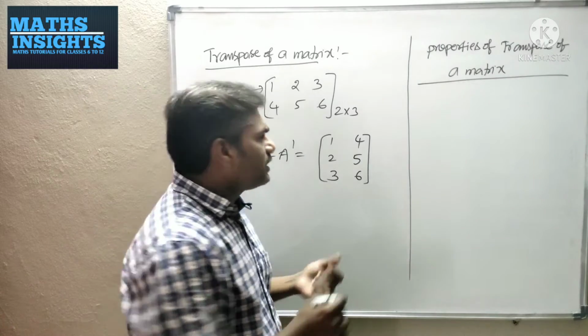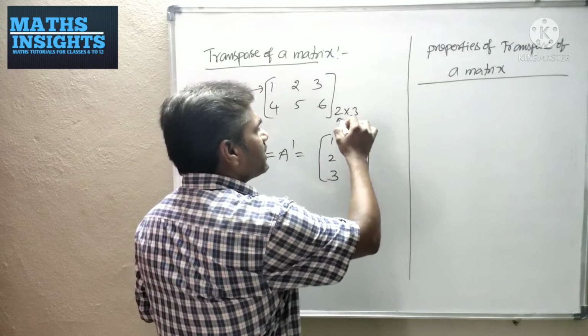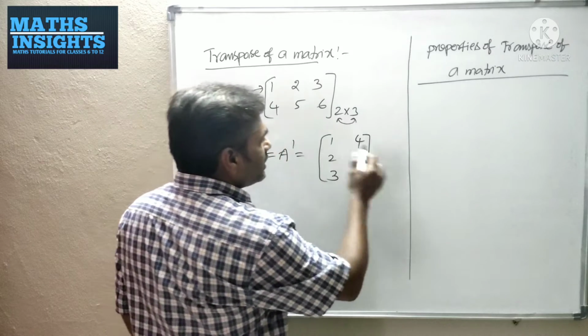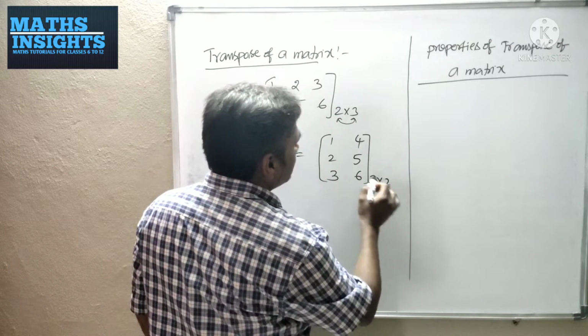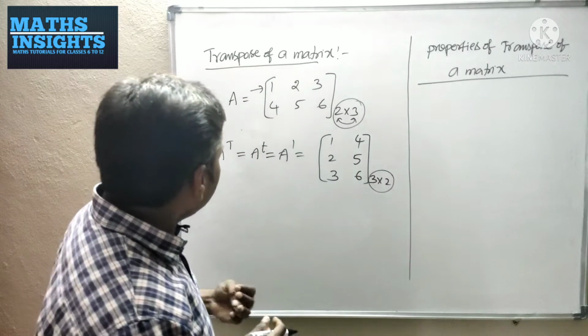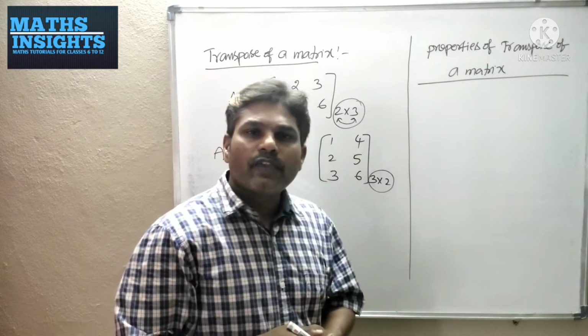If you observe, the order of the original matrix is 2 by 3. 2 rows are there, 3 columns. Now, 3 rows and 2 columns are there. Means the order is reversing. This is the way how to find transpose of a matrix.